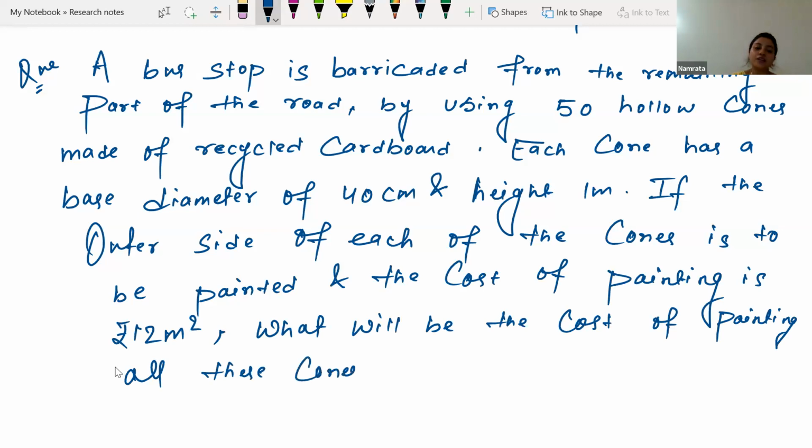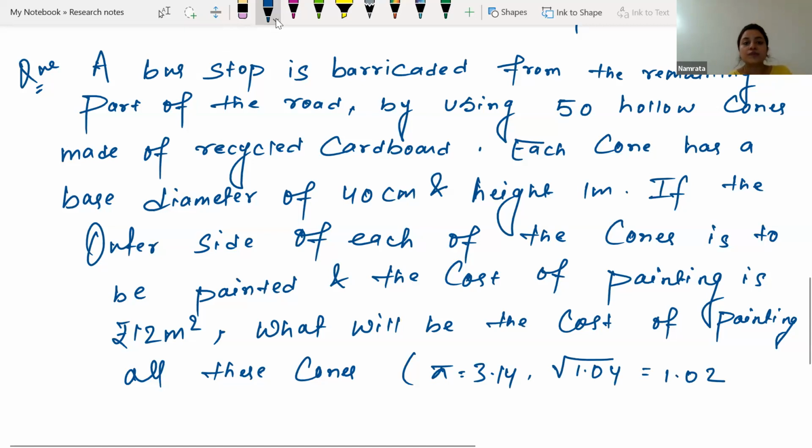Here two values are given over here. Let me write it. Pi is given as 3.14 rather than 22 by 7. It's in decimal version. And take square root of 1.04 as 1.02. This information is already given over here. Okay, let me read the question from the very beginning, what exactly it says.